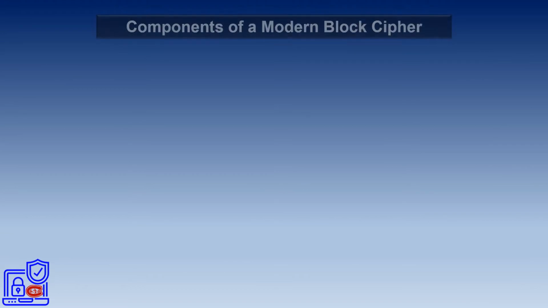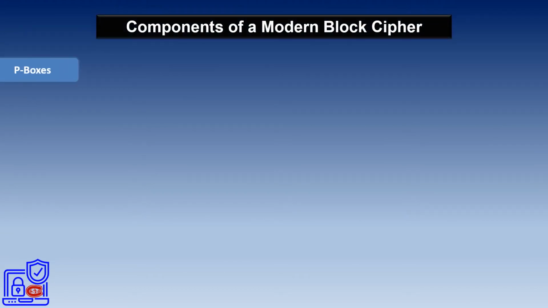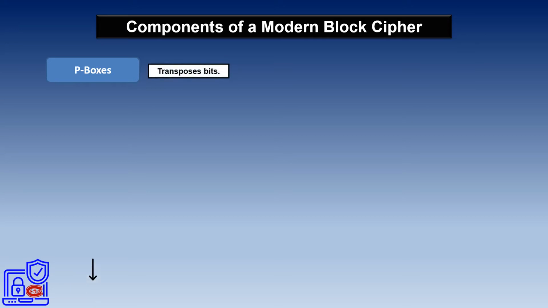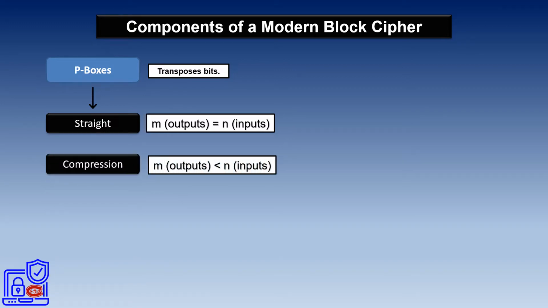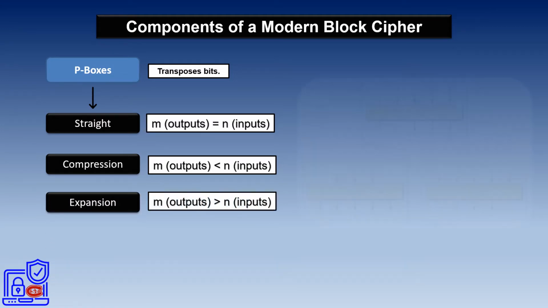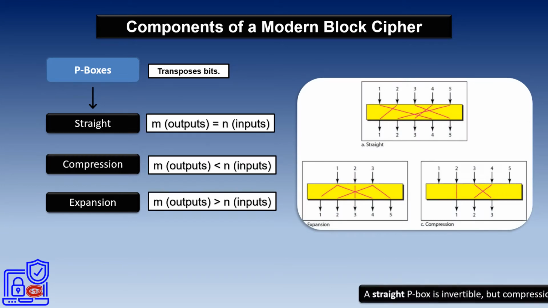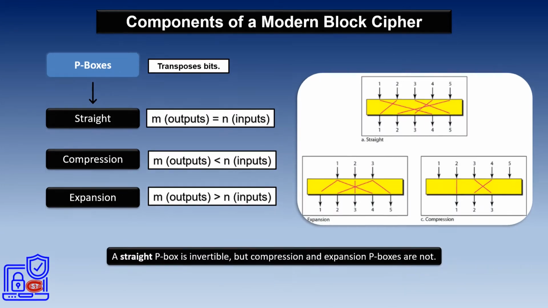A p-box, permutation box, parallels the traditional transposition cipher for characters. It transposes bits. There are 3 types of p-boxes. A straight p-box is a p-box with n inputs and m outputs where the number of outputs is the same as the number of inputs. A compression p-box has a number of outputs that is less than the number of inputs. An expansion p-box has a number of outputs that is greater than the number of inputs. A straight p-box is invertible, but compression and expansion p-boxes are not.